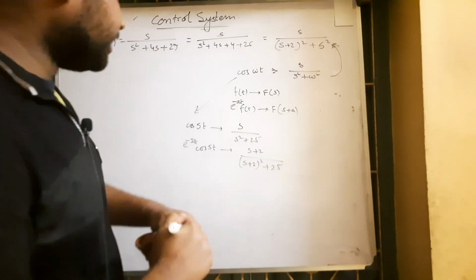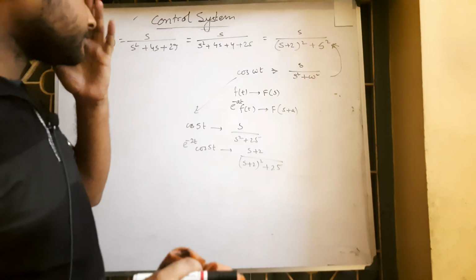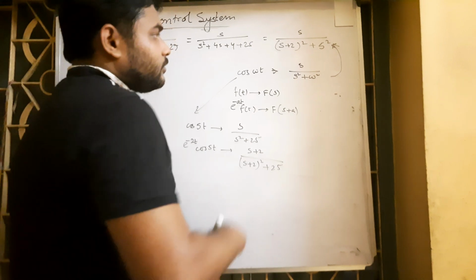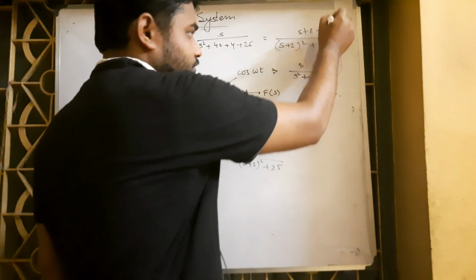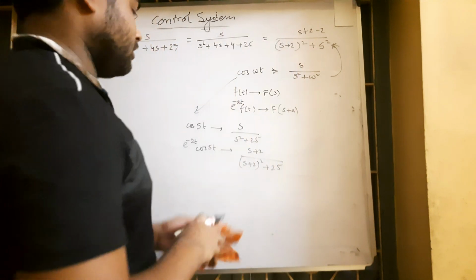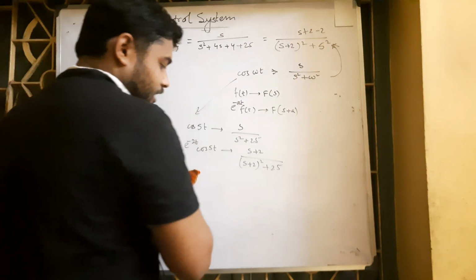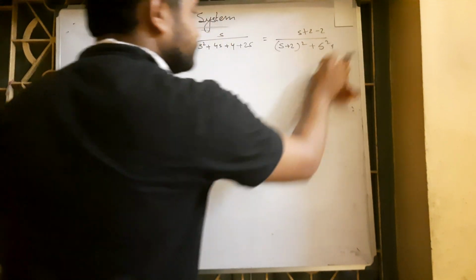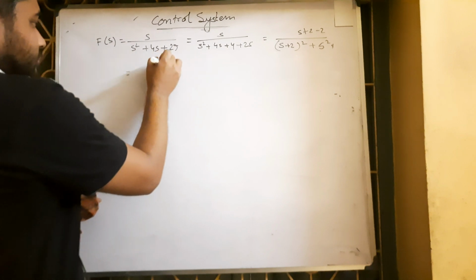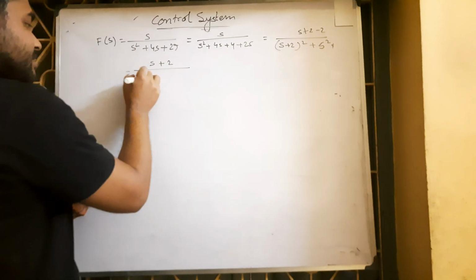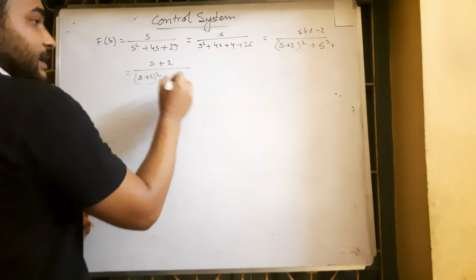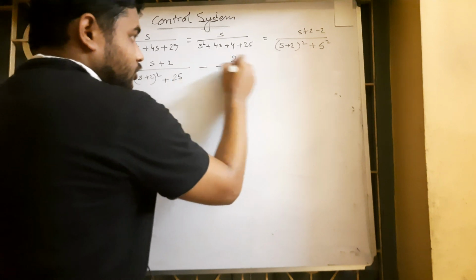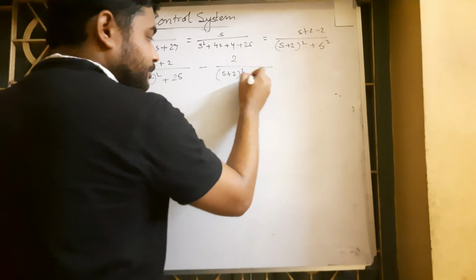Now the denominator is coming the same, but the problem is in the numerator. But that is not a big issue because we can always do s plus 2 minus 2. Now we can separate. So I am erasing this one. You know how I am getting this. Now just writing it separately: s plus 2 over s plus 2 whole square plus 5 square, let me write it as 25, minus 2 over s plus 2 whole square plus 25.